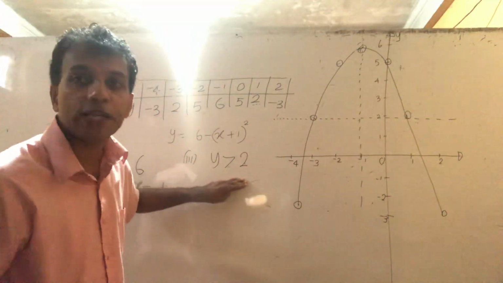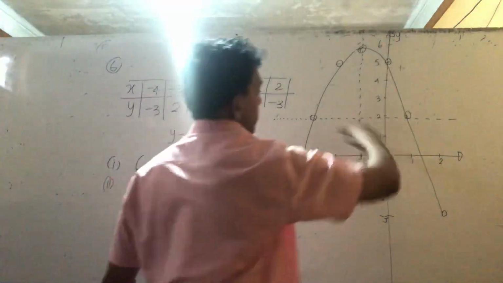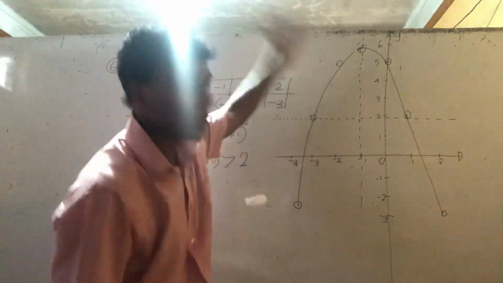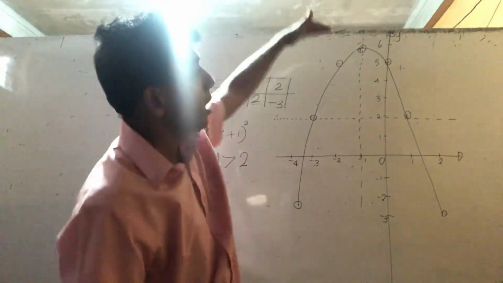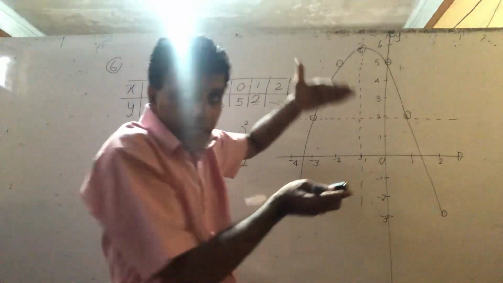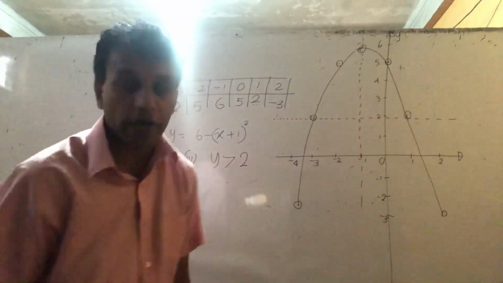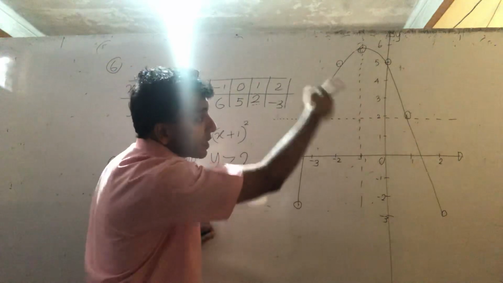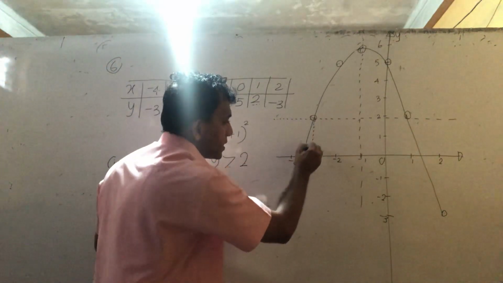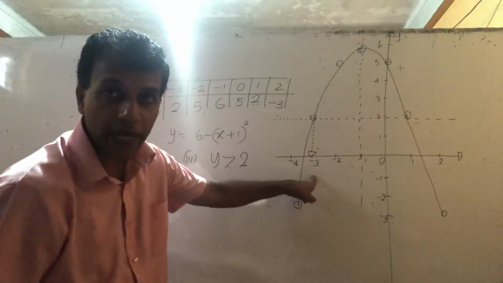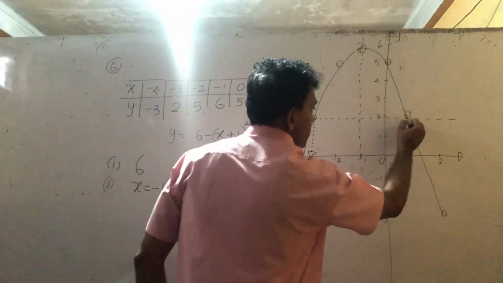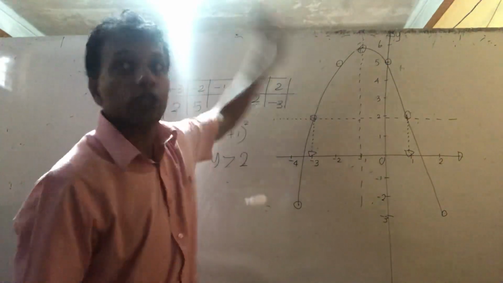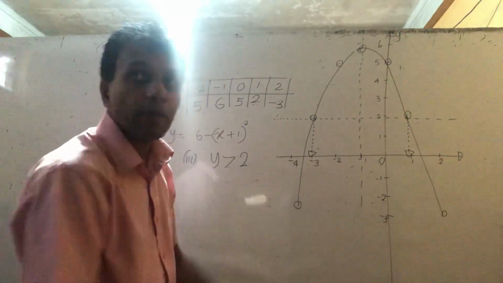So y greater than 2 means above the line, the part of the shape. When y takes more than 2, that means 3, 4, 5, 6, but it won't go above 6. So y is between 2 and 6, right? So what is the x boundary? Where this line cuts the graph, this is one boundary, minus 3, and another value, plus 1. So when y takes more than 2, x is between minus 3 and plus 1, right?